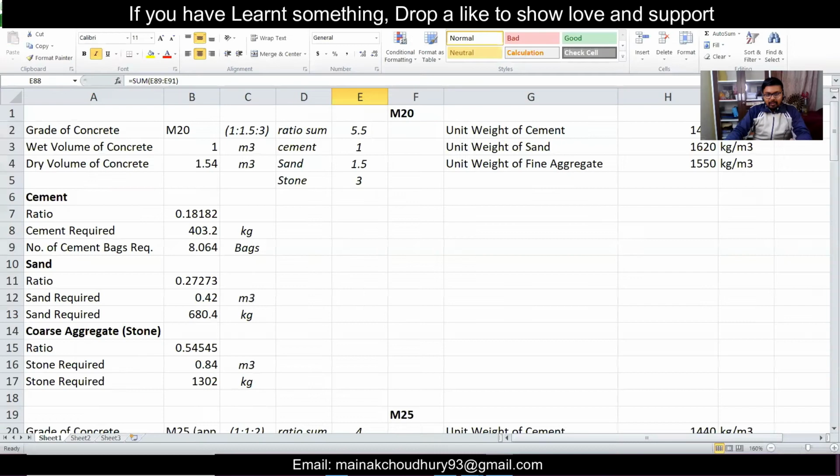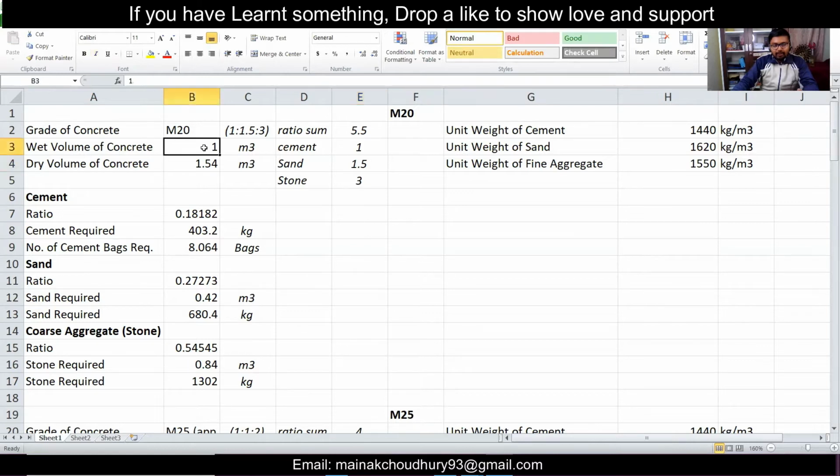So, for that, we have prepared a simple Excel sheet. The link I will also share in the description, so you can download it and use it. So, let me explain. This is also useful for many interviews for site engineers.